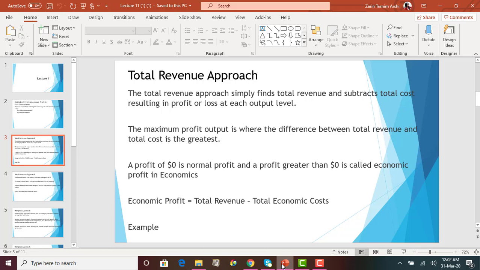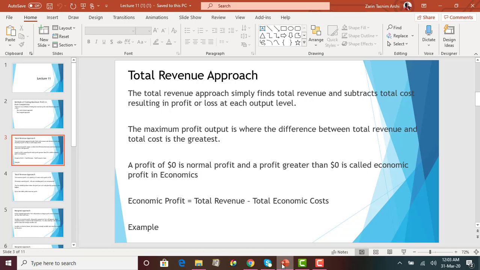Okay, but one thing to remember is, first, I want to explain what normal profit and economic profit are. Normal profit is when you get a profit of $0, when you are generating revenue that covers all the cost and there's nothing additional left. So that's normal profit. And economic profit is basically when your profit is greater than zero.